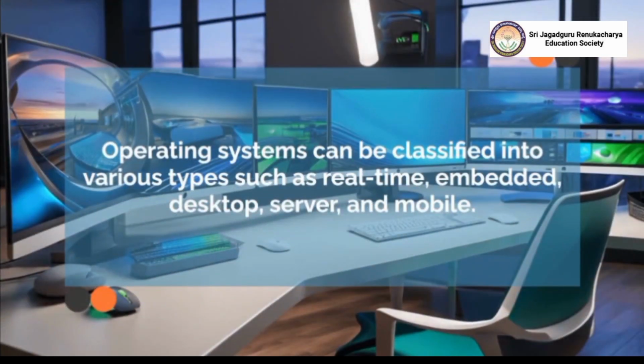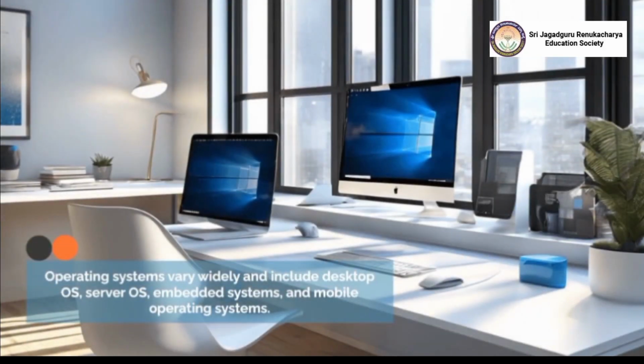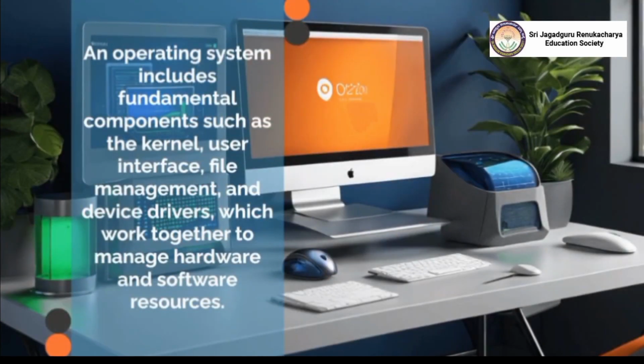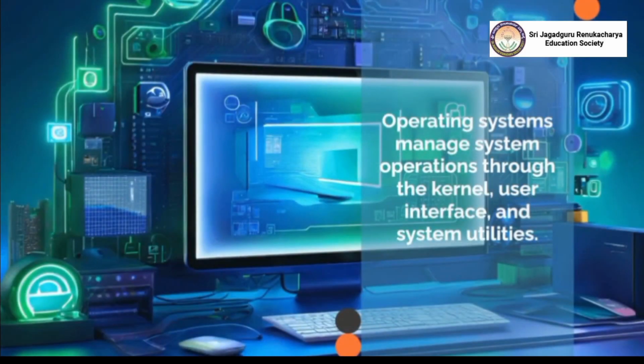Types of operating systems. There are different types of operating systems, including desktop OS, server OS, embedded systems, and mobile operating systems. Basic components of an operating system. Operating systems consist of kernel, user interface, and system utilities, each playing a role in managing system operations.